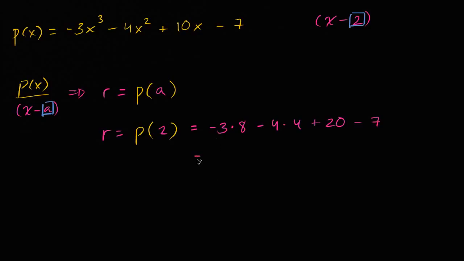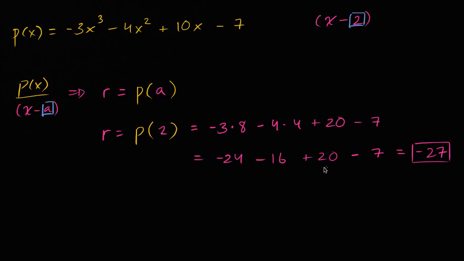So this is negative 24 minus 16 plus 20 minus 7. And so that gives us negative 24 minus 16, this is negative 40. Right? I'm just going to do it step by step. Actually, I can do this in my head. All right, here we go. So this is negative 40 plus 20 is negative 20 minus 7 is negative 27. Negative 27. And that was pretty neat.